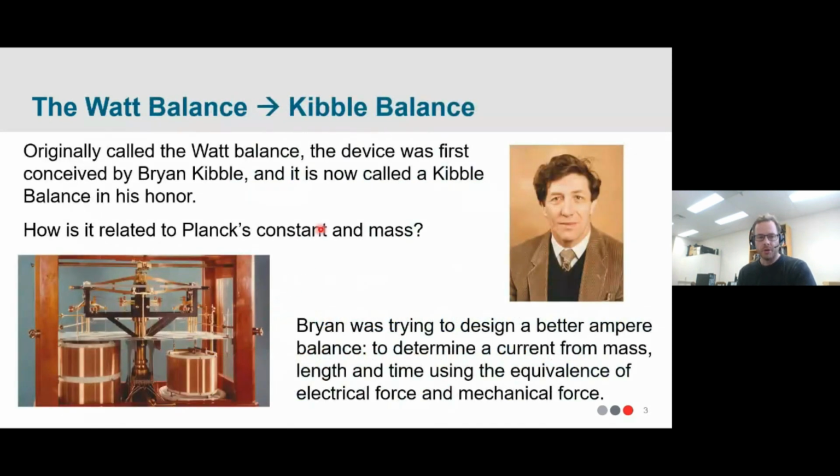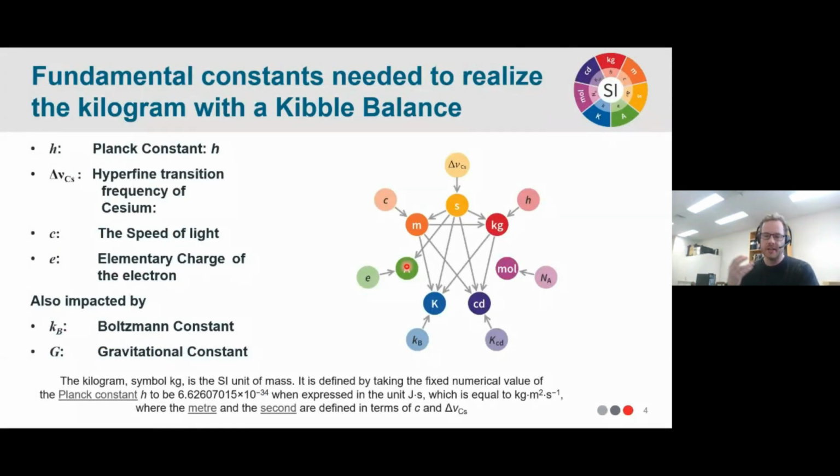We'll talk about the Kibble balance, which was originally conceived by Brian Kibble, and he called it a Watt balance. He was trying to determine current from mass using something called an ampere balance. You can see it looks like an equal arm balance here with coils on each side. That was to be able to tie a really complicated definition of the amp to mass. But it turns out that you can use that similar concept to realize mass from the electrical measurements. So an equivalence between an electromagnetic force and a gravitational force, and that's what the Kibble balance really is.